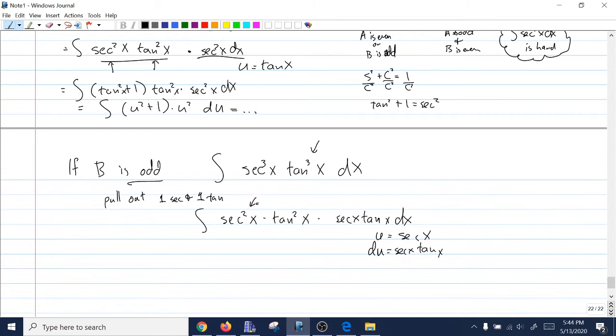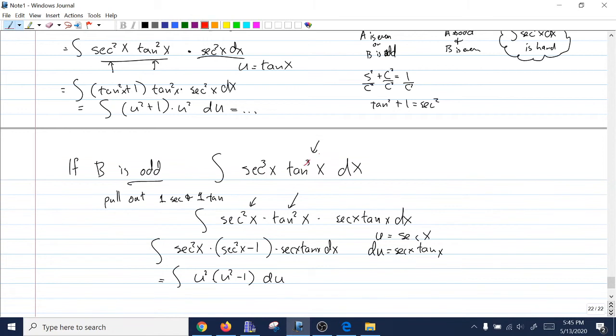I have a u squared. You're ready to go. You are not written in terms of u's or secants, but I can make you be. I have an even number of tangents left over. I can turn an even number of tangents into secants. Tangent squared is secant squared minus 1. I get the integral of u squared times u squared minus 1 du. Again, FOIL out the polynomial, it's not that bad.